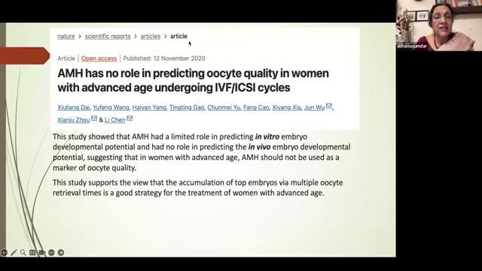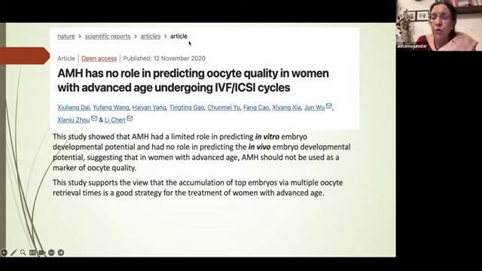Now, what is this study? It says that AMH had a limited role in predicting in vitro embryo development potential and had no role in predicting the in vivo embryo developmental potential, suggesting that in women with advanced age, AMH should not be used as a marker of oocyte quality.